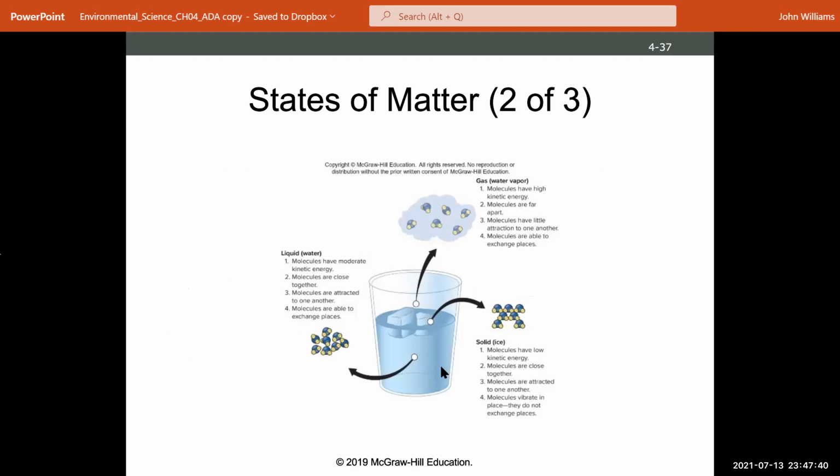So in this image, we have a figure showing that. So your solid, right, your molecules are tightly packed together, not really moving that far. In the liquid, there's a little bit of movement, a little bit of space, but nowhere near as much as the gas form. And liquids are not as tightly packed together as the solid form.